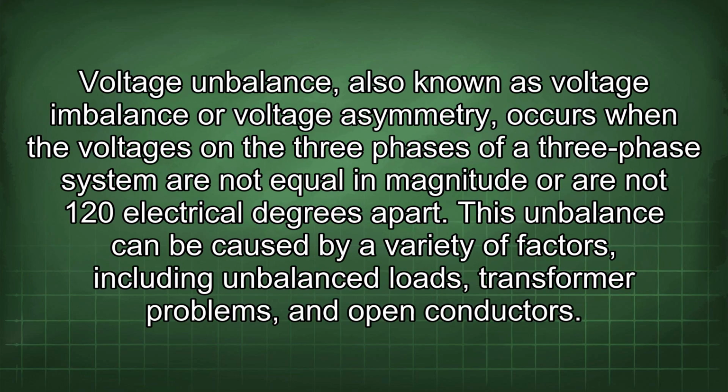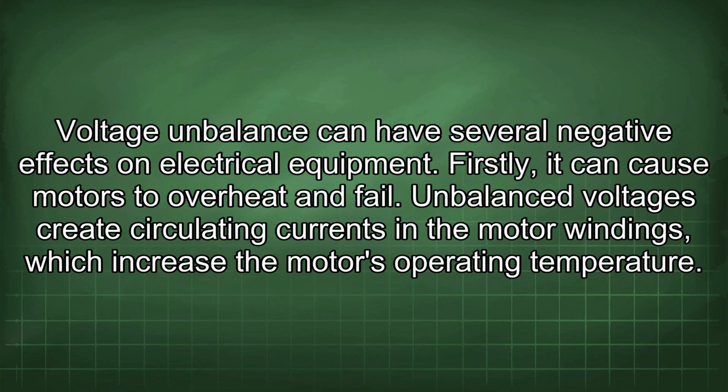Voltage imbalance, also known as voltage asymmetry, occurs when the voltages on the three phases of a three-phase system are not equal in magnitude or are not 120 electrical degrees apart. This imbalance can be caused by a variety of factors, including unbalanced loads, transformer problems, and open conductors. Voltage imbalance can have several negative effects on electrical equipment.